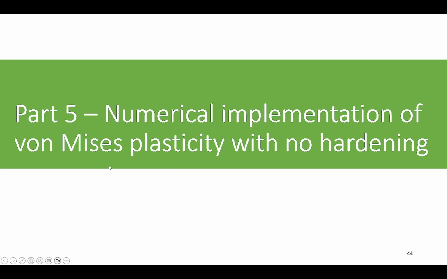Okay, let's look into the numerical implementation of von Mises plasticity with no hardening. By the end of part 4, you will have a clear idea about different types of tensors and von Mises plasticity, and what sort of criteria there is when we talk about von Mises plasticity, which is based on the equivalent stress criteria. We assume that the deviatoric part of the stress tensor is the one which tries to distort or change the shape of the material and is the main cause of plastic deformation in conventional metals.